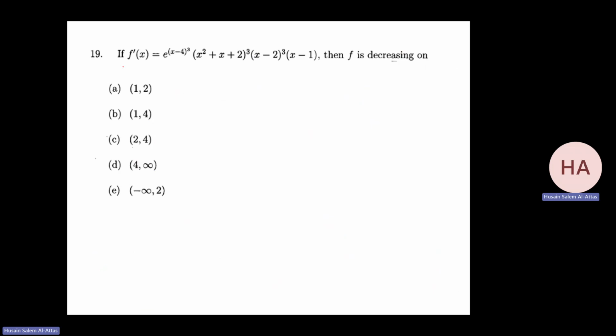What is new? He gave you f prime. So no need to do any work. He gave you f prime. Now it's ready. We need to check the signs of this. But be careful. This one is always positive, so we cannot find the 0. And this one is always positive, because if you want to find the zeros of this one, you are getting the delta, which is b squared minus 4ac, is 1 minus 8, which is negative. So you have no real zeros. This is always positive also.